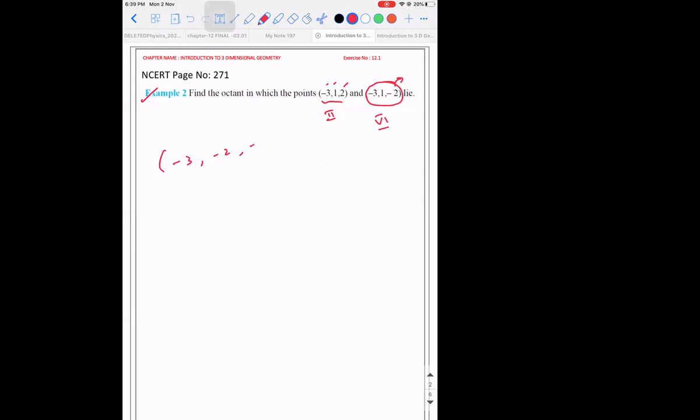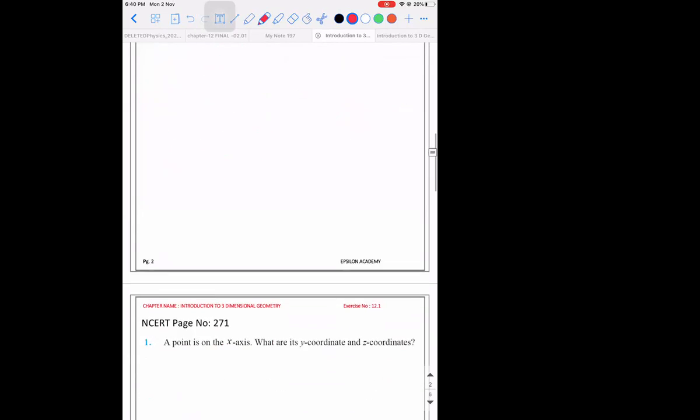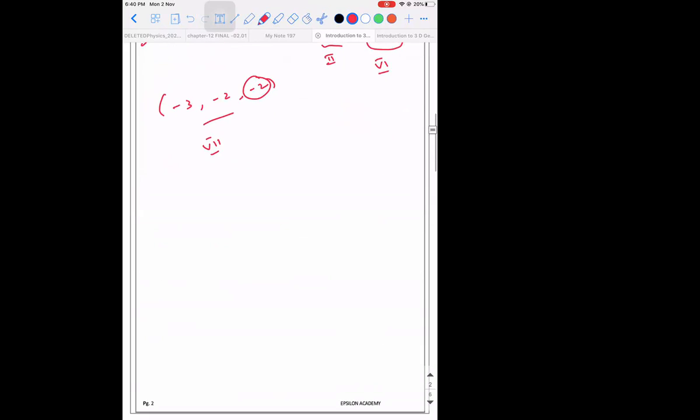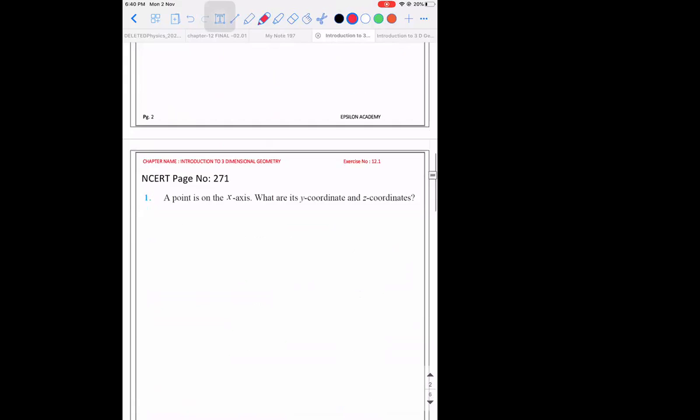Minus 3, minus 2, minus 2. Z is negative. So it should belong to the 7th octant. That's right. Seventh octant. So did you guys understand the logic of how to find it very fast? First eliminate Z, then look for the quadrant number, and that will be the octant. Sorry, did I say quadrant? It is the 7th octant.